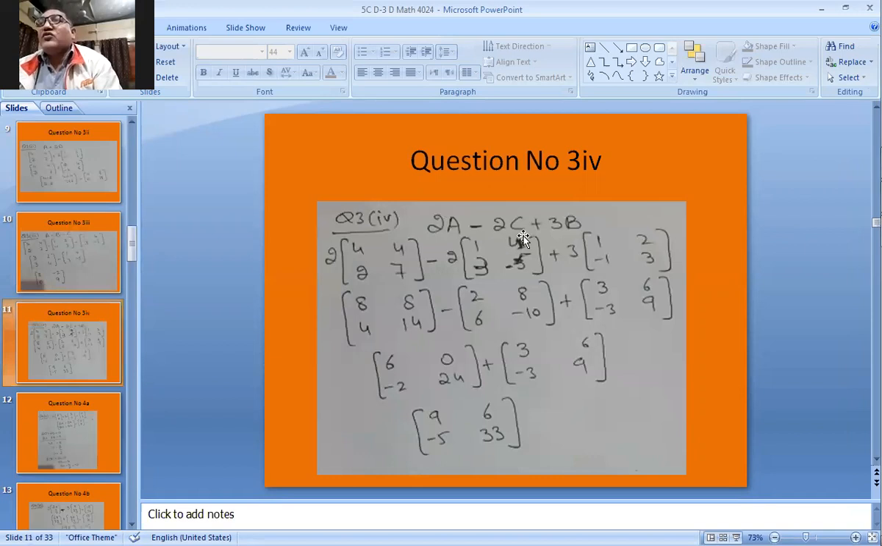We have to find 2A minus 2C plus 3B. You will have 2 times matrix 4, 4, 2, 7 minus 2 times the bracket 1, 4, 3, minus 5 plus 3 times 1, 2, minus 1, 3. This 2 will multiply with this matrix, so you will have 8, 8, 4, and 14. Minus 2 ones are 2, 2 fours are 8, 2 threes are 6, and minus 2 fives are 10. Plus 3 will multiply with this bracket, so you will have 3, 6, minus 3, and 9.